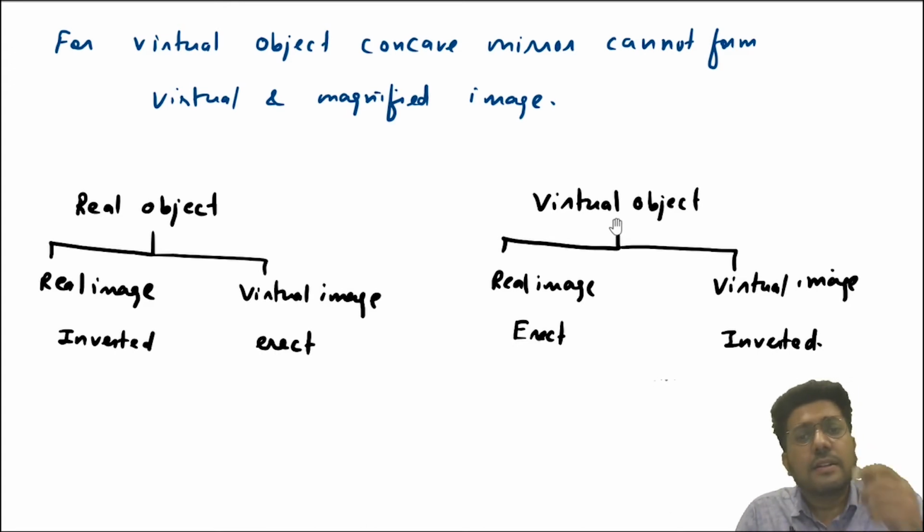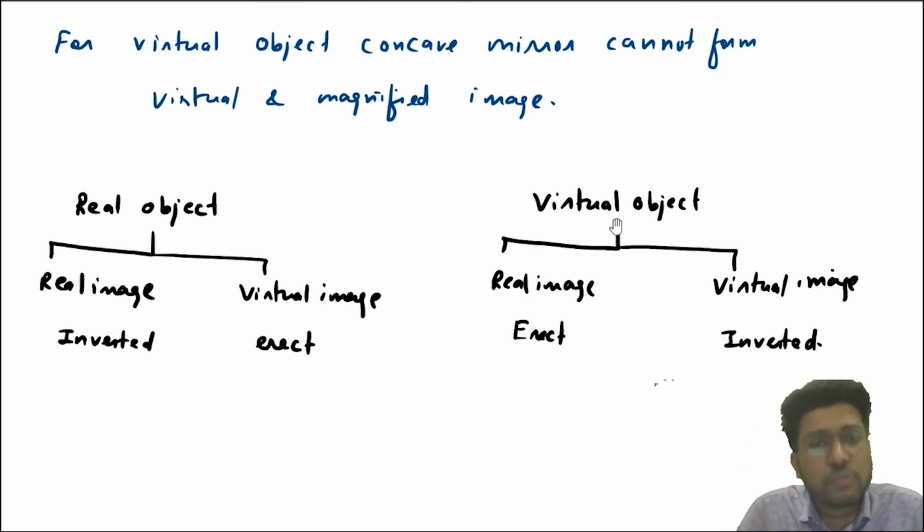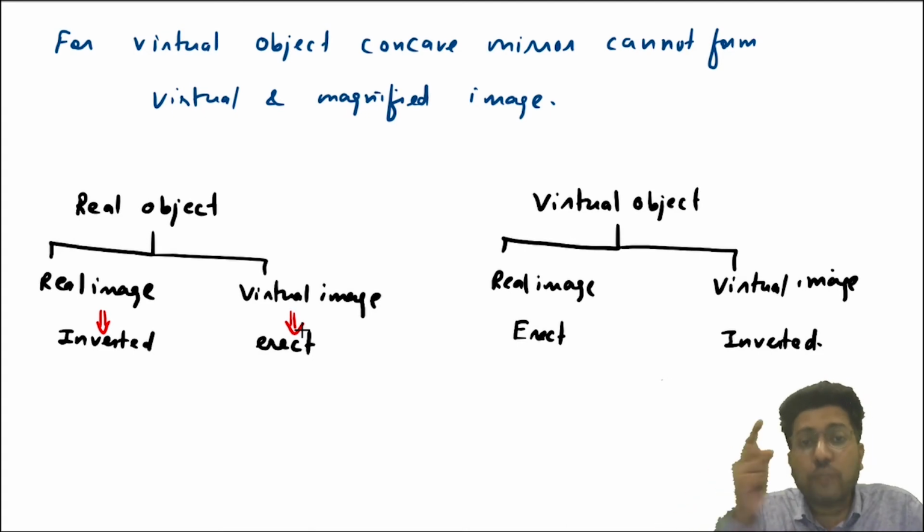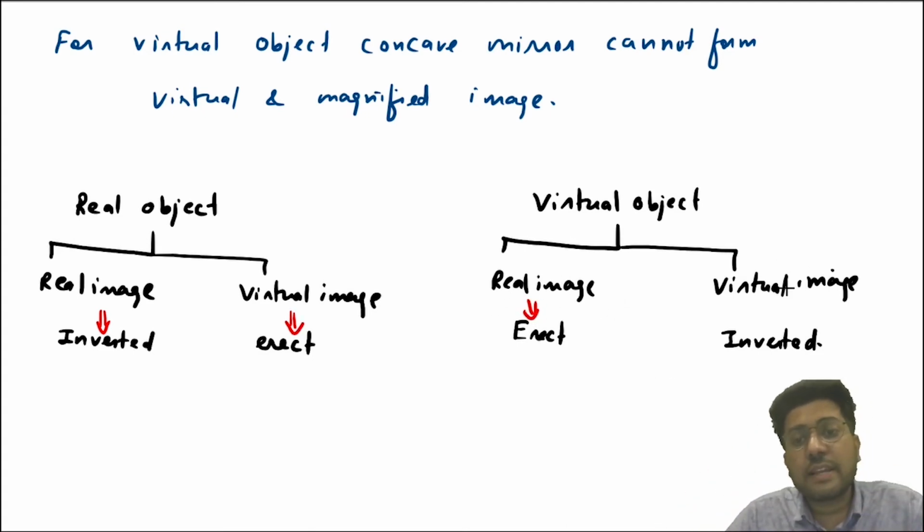Okay. So if a virtual object forms a real image, it is erect. But if a virtual object forms a virtual image, it is inverted. So there is a difference here. Again, I'll repeat: for a real object, if there is a real image, it is inverted, and if it is a virtual image, it is erect. But for a virtual object, if it is a real image, it is erect, and if it is a virtual image, it is inverted.